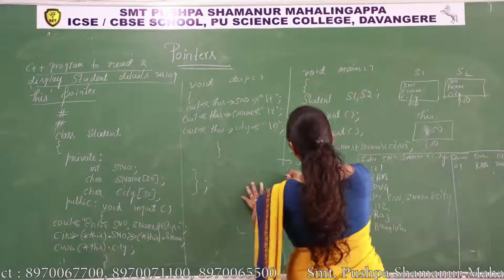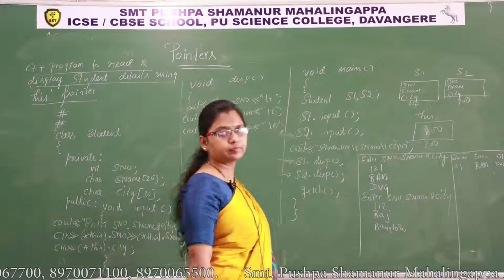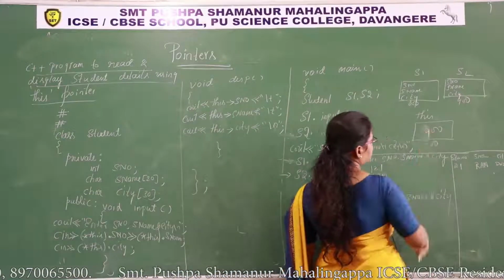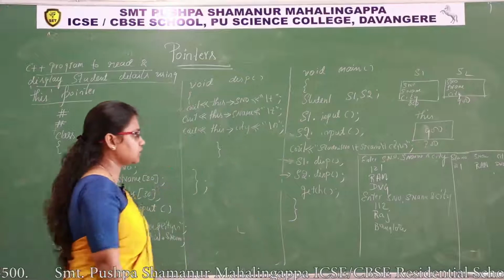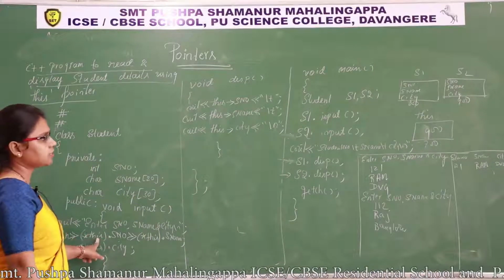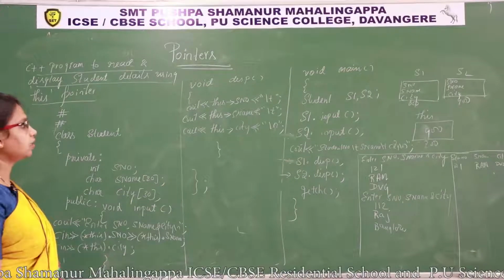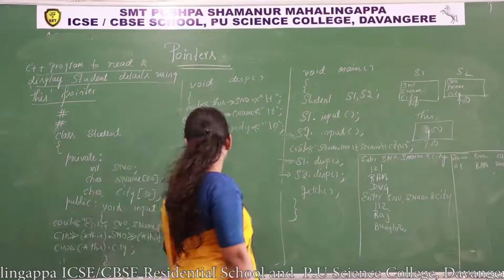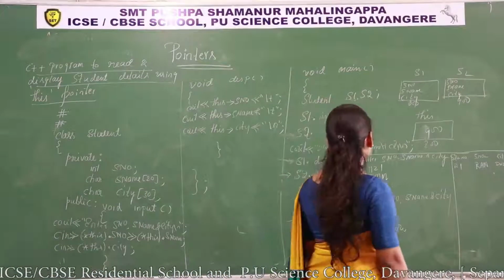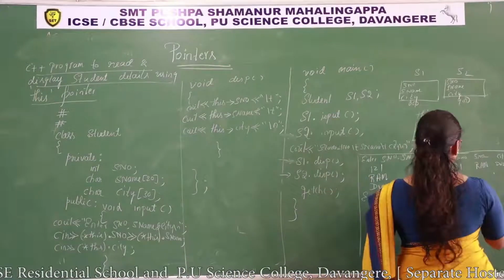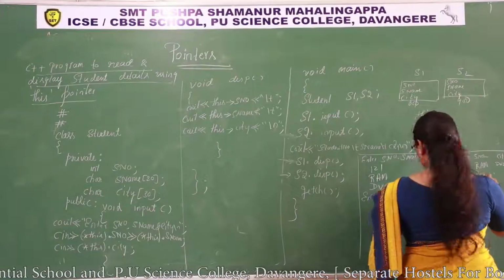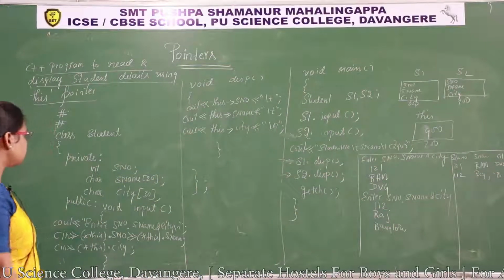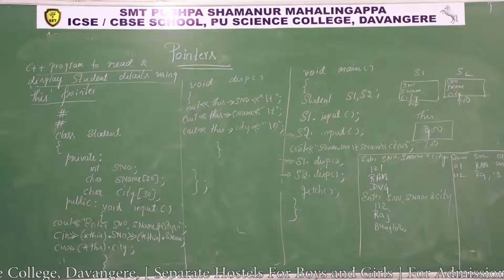Now, next instruction, S2 dot disp. Okay. What is the address of S2? 900. Now this pointer contains 900, the address of S2. Here star this. What is there in this pointer? 900 is there. Star this, star 900, is equivalent to S2. S2 dot SNO. What is there in the S2 object? 112, Raj and Bangalore. Understood? In this way, we can use this pointer to access the members of an object.